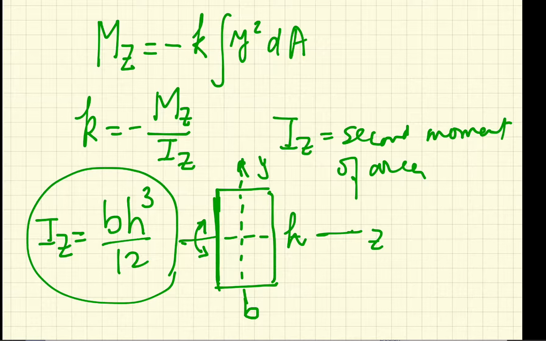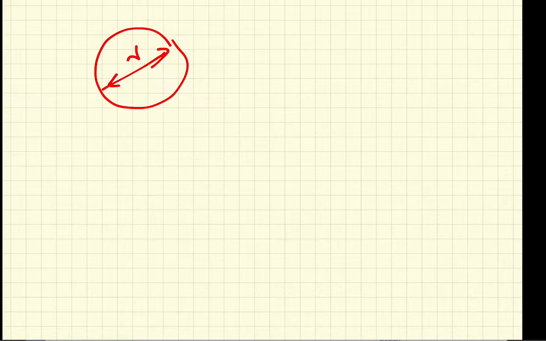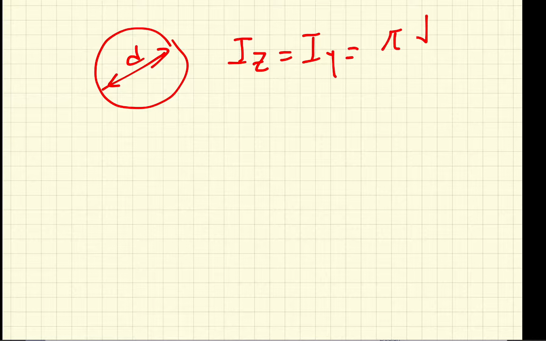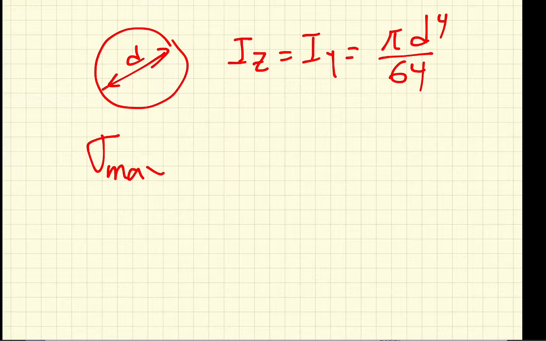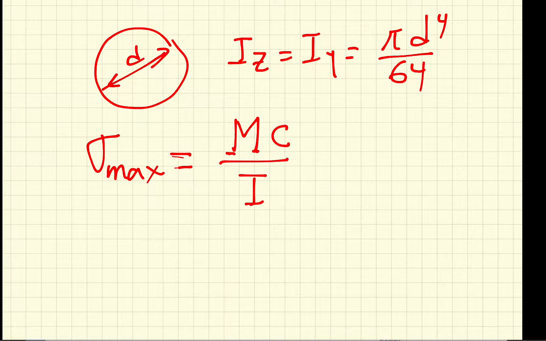For example, if we have a round cross section that has diameter d, then I sub z is the same as I sub y, which is pi d to the power 4 over 64 for a round cross section. And obviously the maximum bending stress is going to be close to the top or the bottom, and the distance from the neutral axis to the top fiber, we're going to call it C.